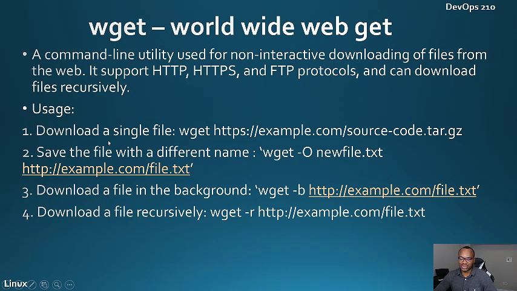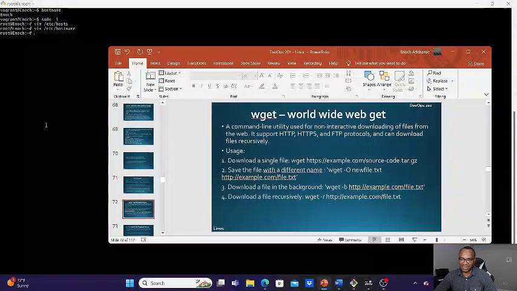So how do you use it? If you want to download a single file, you can just use wget and give the source address. If you want to save the file with a different name, you can use the option capital O and give the name you want to name the file with, then the link to the download. If you want to download the file in the background, use the option -b, and it will download in the background. If you want to download a directory recursively, you can use -r. So let's see how that works.